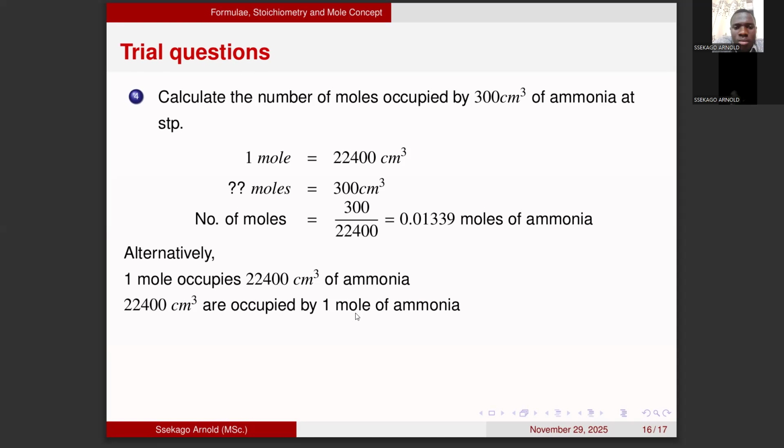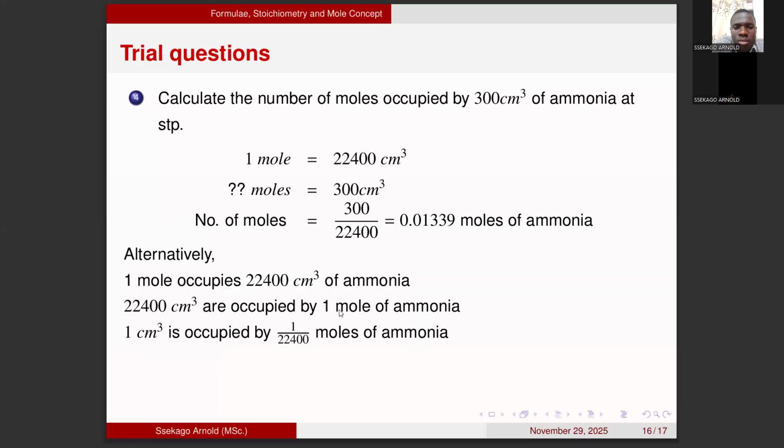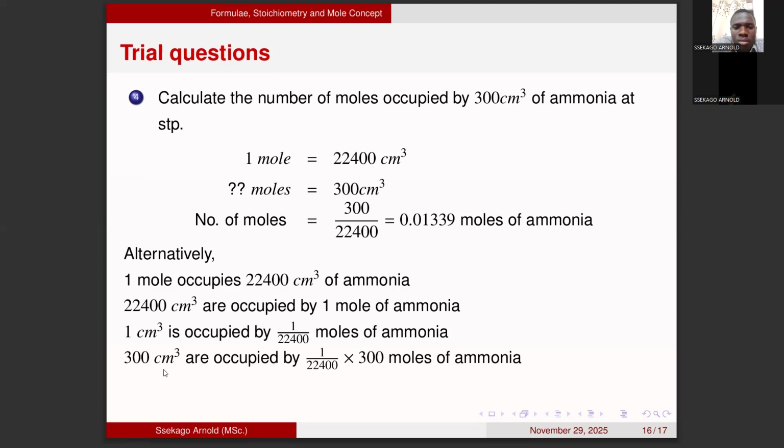So 22,400 centimeters cubed are occupied by 1 mole. What of 1 centimeter cubed? 1 centimeter cubed will be occupied by 1 over 22,400 moles of ammonia. What of the 300 centimeters cubed of ammonia in question? 300 centimeters cubed will be occupied by 1 over 22,400 times 300 moles of ammonia. Simplifying this, multiplying things out, we obtain the same result. Therefore, this is how we move from volume to moles.